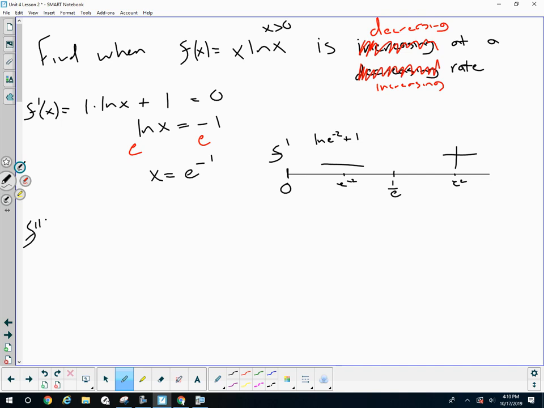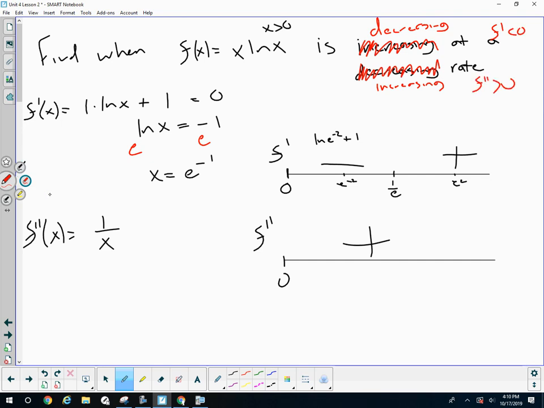Let's look at the second derivative. It's pretty easy in this case because it's just 1 over x. So we think that x equals 0 is the important point because that's when it's equal to 0, but it's already an important point. But what we will find is that the function is always going to be concave up. So when we are decreasing at an increasing rate, that's when f prime is negative and f double prime is positive. That'll be from just 0 to 1 over e.